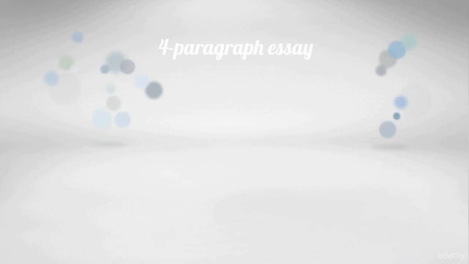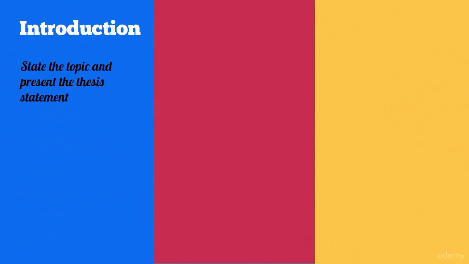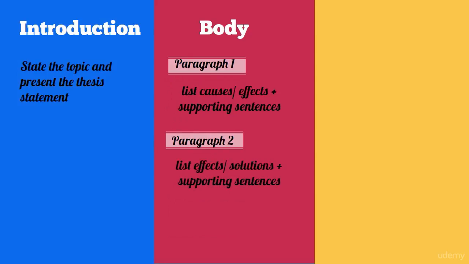This essay typically has 4 paragraphs. Here's what it looks like. The first paragraph is the introduction. In this paragraph, you should state the topic and present the thesis statement. The second paragraph is the first paragraph of the body. In this paragraph, you should list causes or effects in supporting sentences. Paragraph 3 of your essay is where you list the effects or solutions with supporting sentences. The final paragraph of your essay is the conclusion, where you need to summarize your main points.